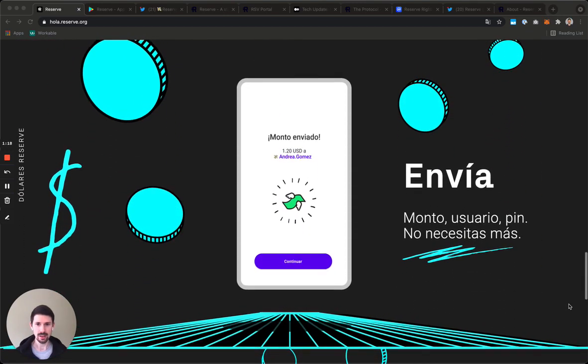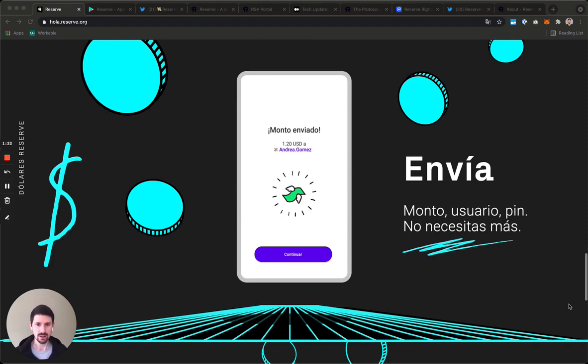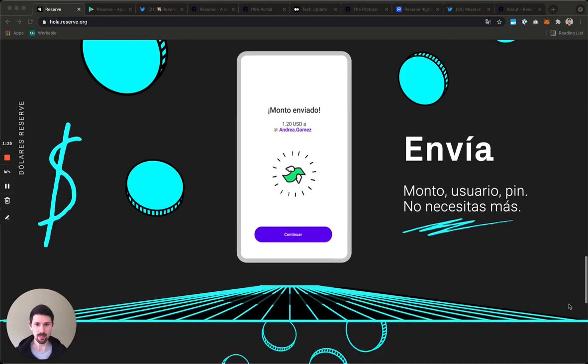And then you can send Reserve dollars back and forth pretty quickly and for free. It's very similar to Venmo or Cash App.